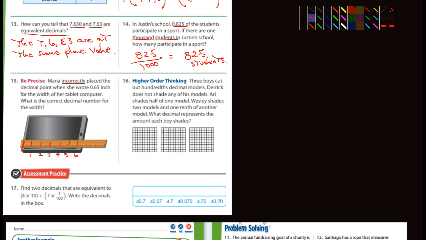So it looks like it's 6. And is she talking about just the screen or the whole width? Looks like the whole width. So each one of these little marks here would be a half. So there's a half mark, there's a half mark. Those little green dots are the half marks, if you could see it. So it looks like it's going to be 6.5. So what is the correct decimal number for the width? I guess it would be 6.5 what? You got to label it, remember, inches.